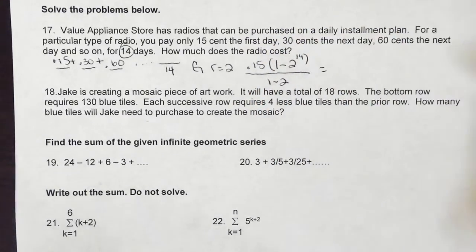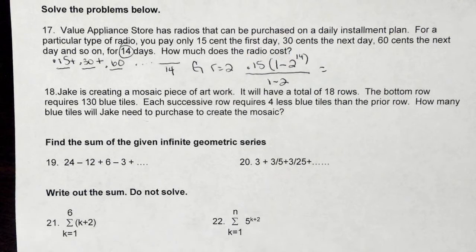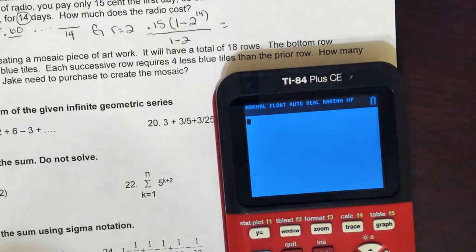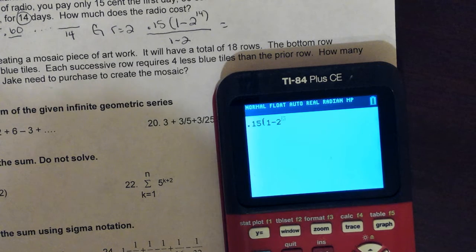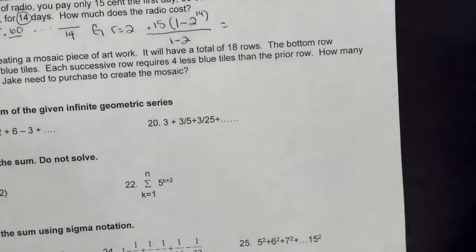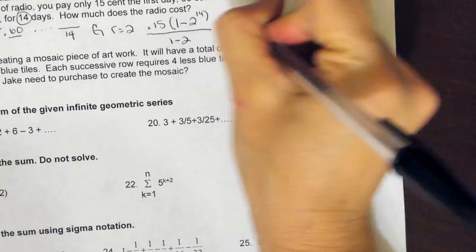Okay, so we're going to do this in 2 steps. I'm going to type in the top, I'm going to hit enter, and then I'm going to divide by the bottom. Okay, so I've got 15 cents times 1 minus 2 raised to the 14, enter, divided by parentheses 1 minus 2. So it's going to cost $2,457.45.